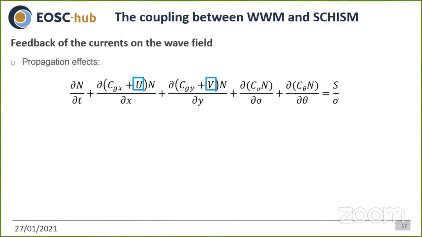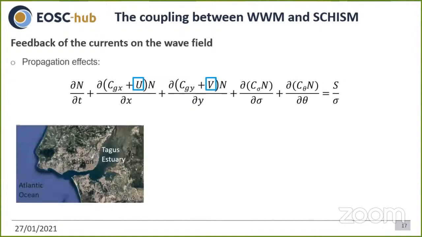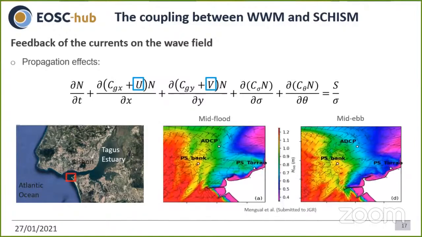The other way around, the mean currents will also impact the wave field. This is represented in the wave action equation with the terms U and V in the advection part. To illustrate the importance of this process, I will present you briefly a study that we carried out at the mouth of the Tagus estuary near Lisbon in Portugal, where we made a large field experiment that we complemented with an application of the wind wave model.